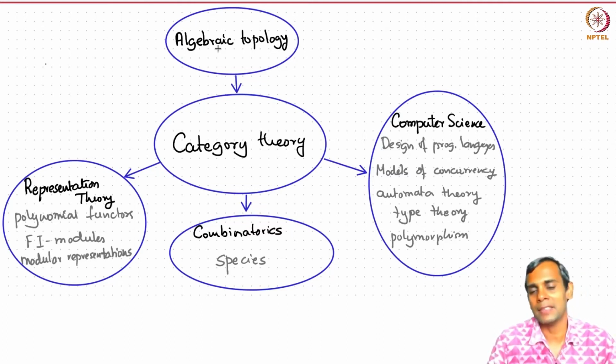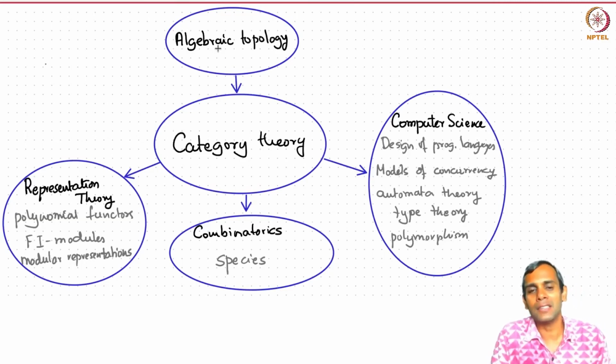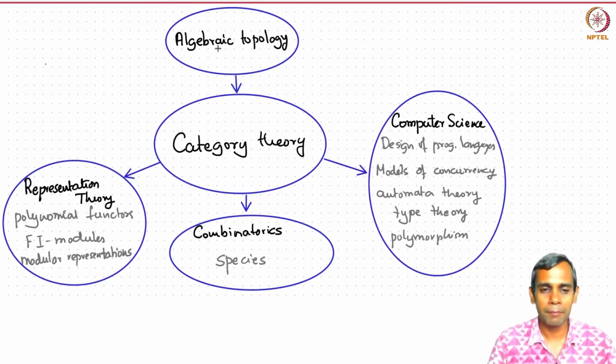In computer science, there's been a flurry of activity involving category theory. Category theory has been used for the design of programming languages, models of concurrency, automata theory, type theory, polymorphism, and so on. Okay, I've only touched on a few areas where category theory is used, mostly areas that interest me. But I think the list would be much larger if one looked for an exhaustive list.